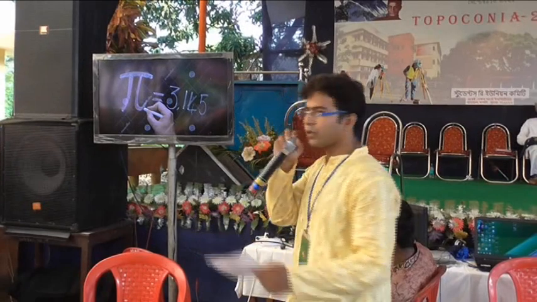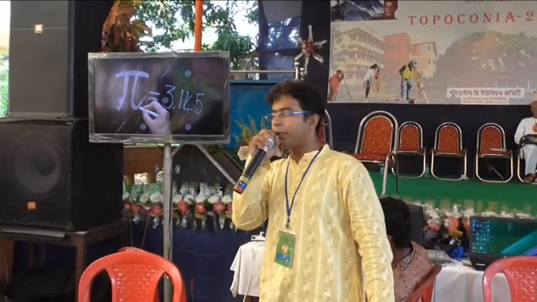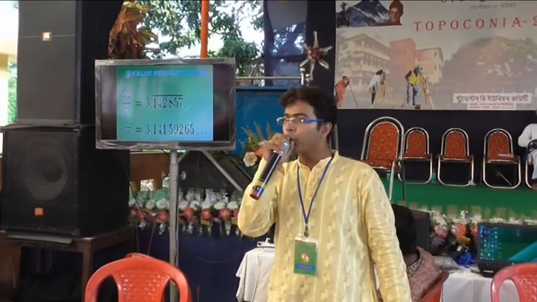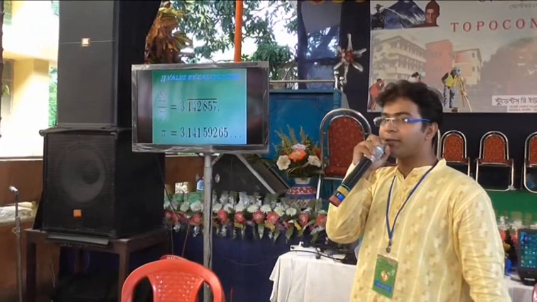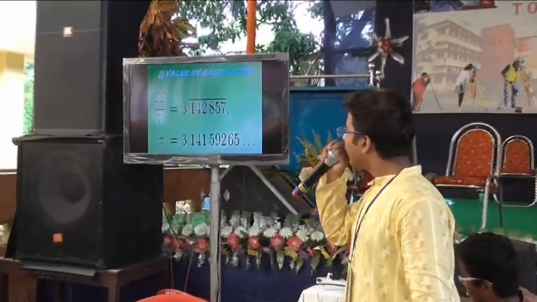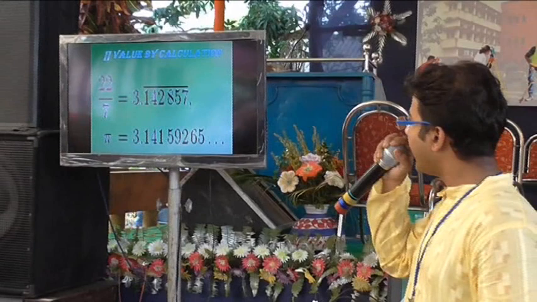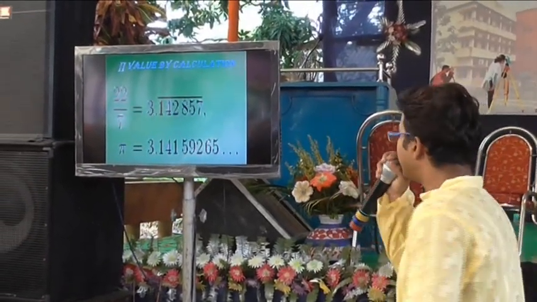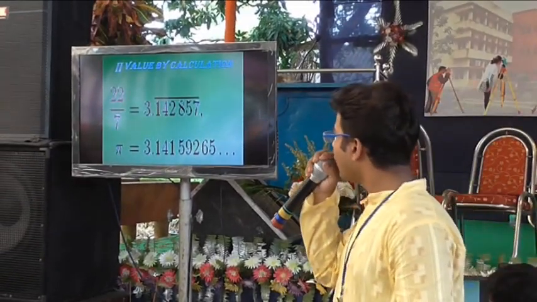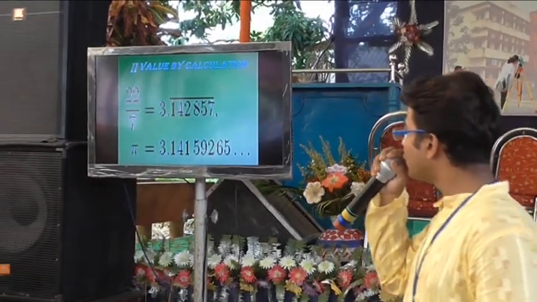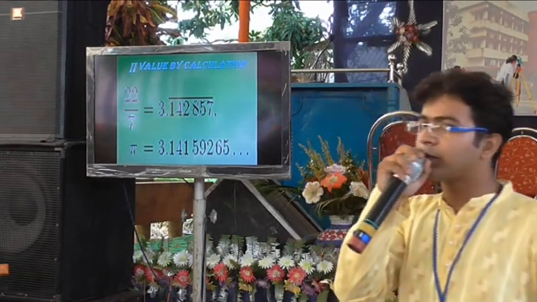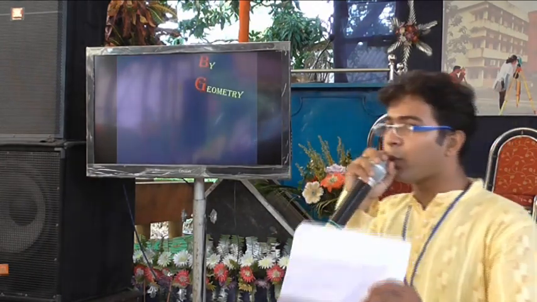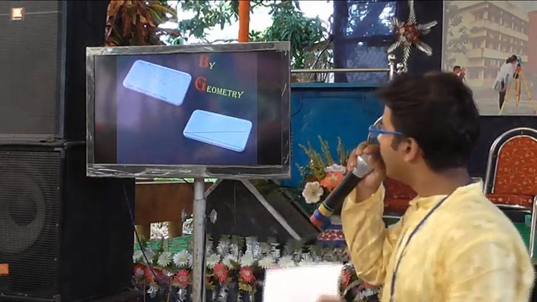And at first, what is pi? Let me introduce with pi. Pi is equal to 22/7. The value of pi is sometimes taken to be 3.142857, and sometimes it is taken to be 3.14159265 and so on. But it is possible to find the accurate value by geometrical method.